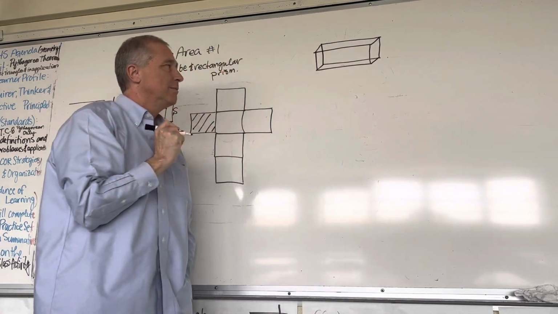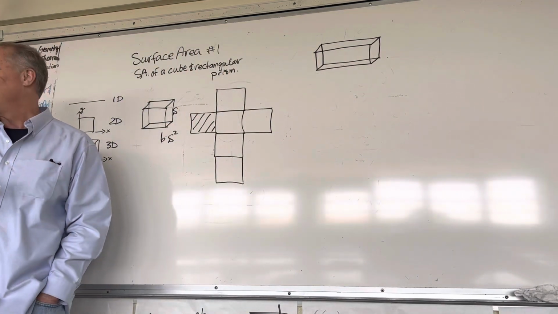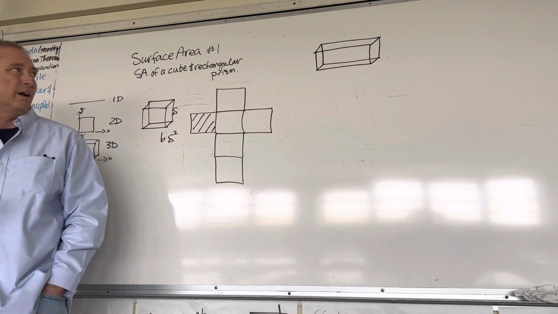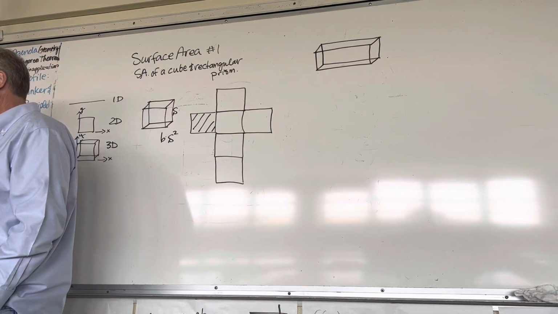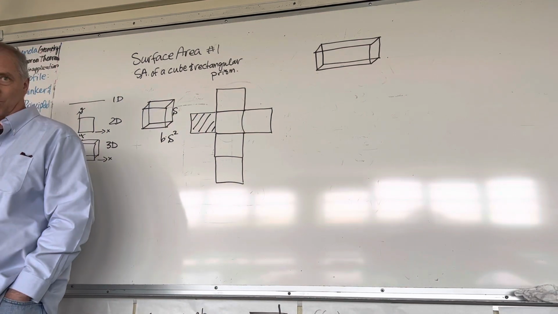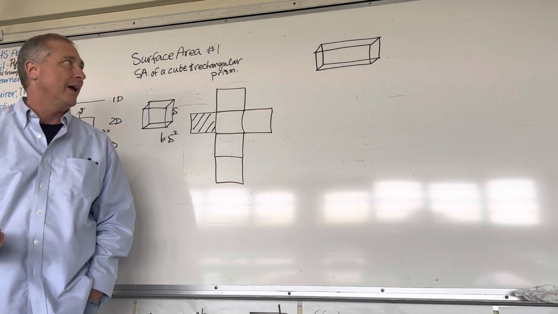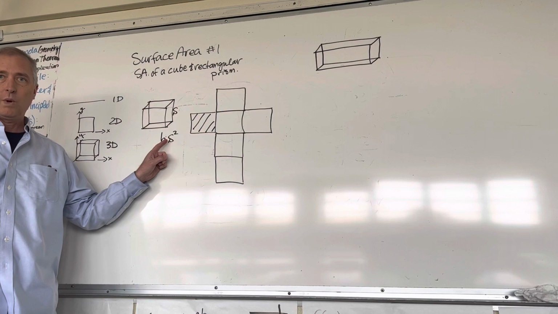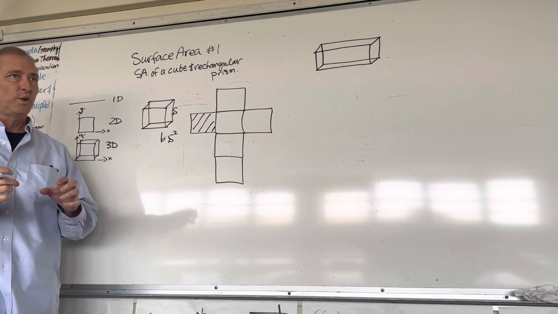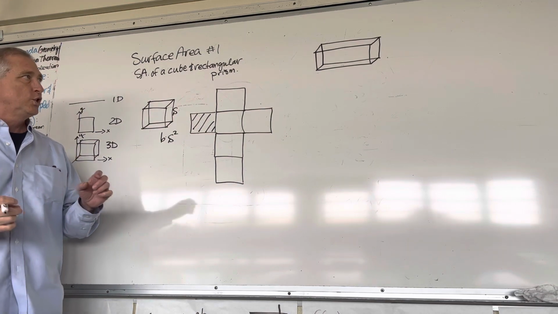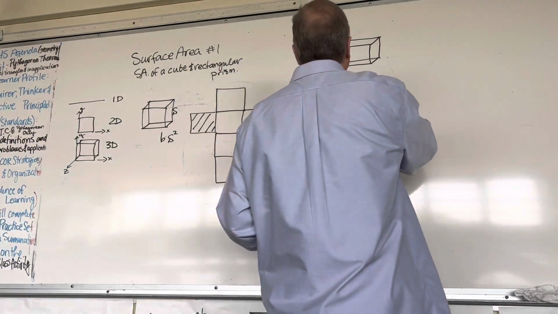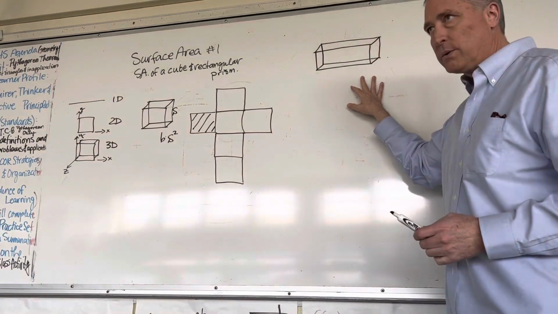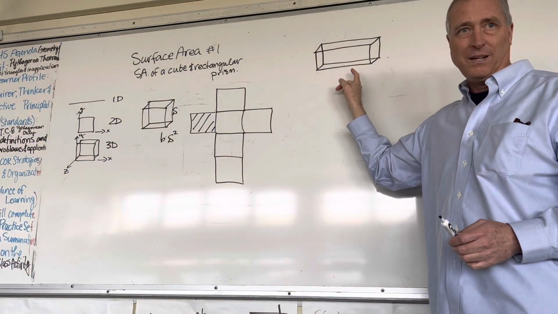Pretty good. Do you see it? Not perfect, but pretty good. Do you see the 3 dimensions? All right. How many faces? 6 again. But in this case, it can't be 6 times S squared because the faces are different shapes. 2 of the faces are what? Squares. And 4 of the faces are.